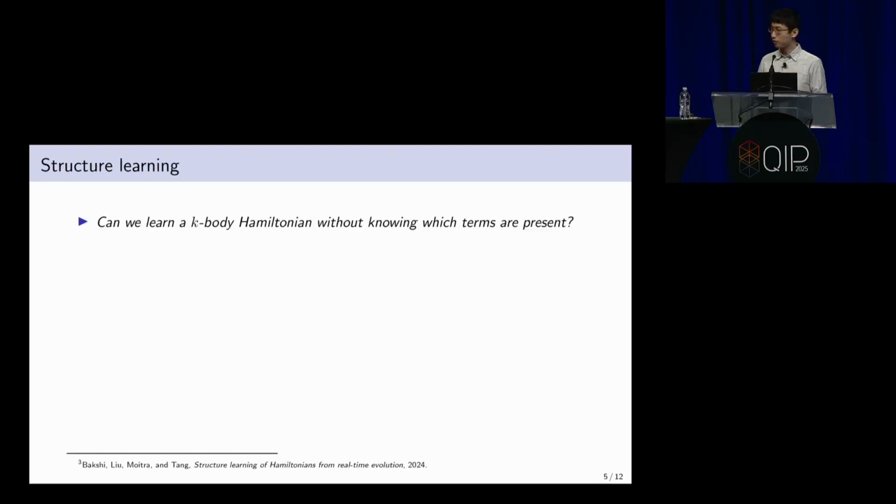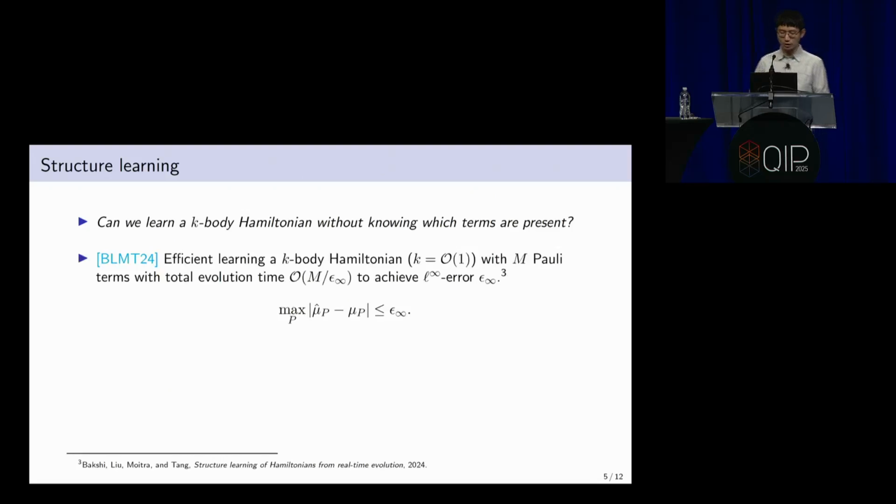Then came this breakthrough work from 2024 that was presented during the first talk in this session about structured learning. So the question they asked was, can we learn a k-body Hamiltonian without knowing which terms are present? So their result was an efficient learning algorithm that learns a k-body Hamiltonian with m poly terms with total evolution time m over epsilon infinity to achieve an L infinity norm epsilon infinity. So here, by L infinity norm, I mean the max error you have on all the coefficients. So we want this error metric to be below a threshold epsilon infinity.